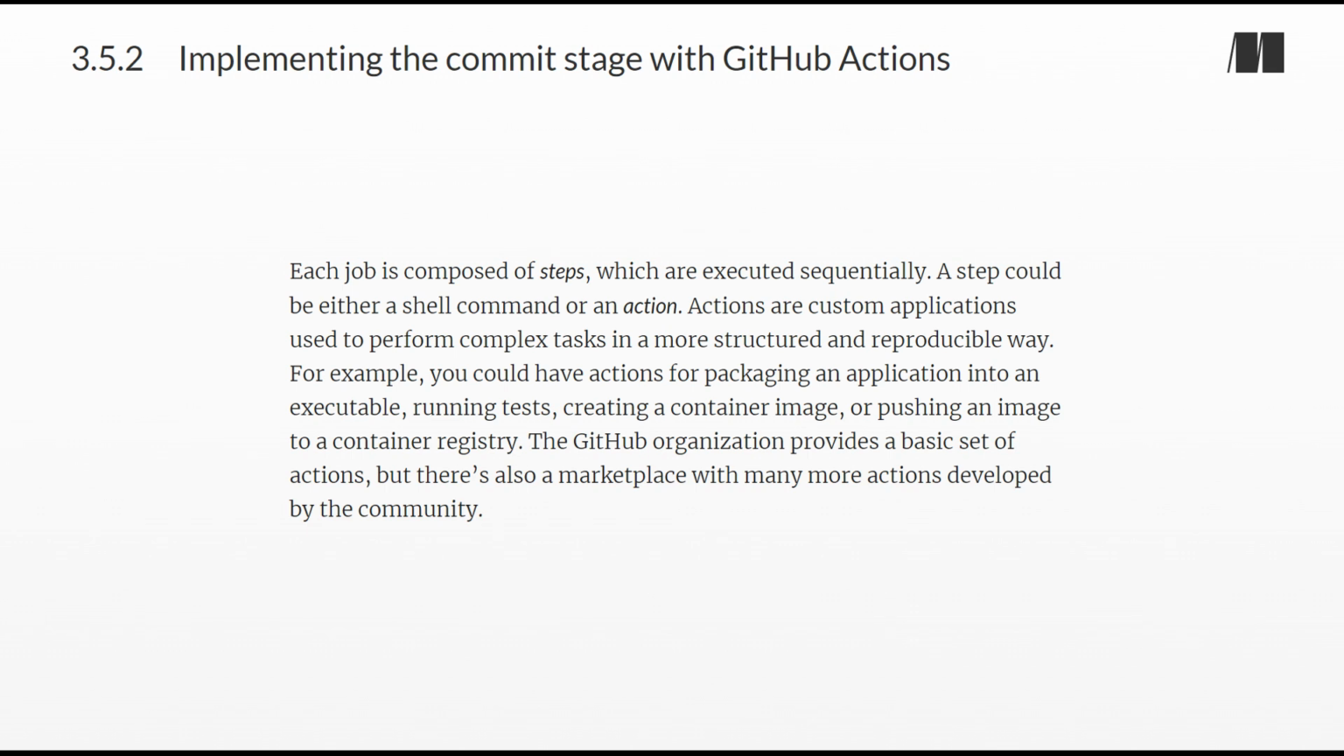Each job is composed of steps which are executed sequentially. A step could be either a shell command or an action. Actions are custom applications used to perform complex tasks in a more structured and reproducible way. For example, you could have actions for packaging an application into an executable, running tests, creating a container image, or pushing an image to a container registry.